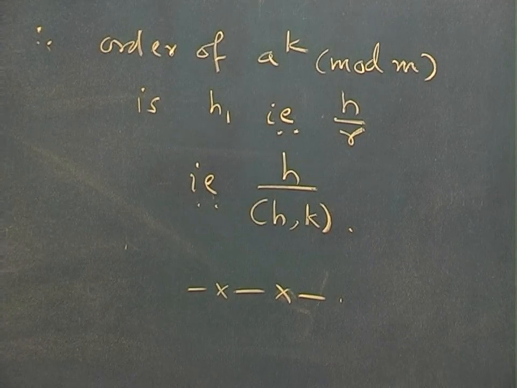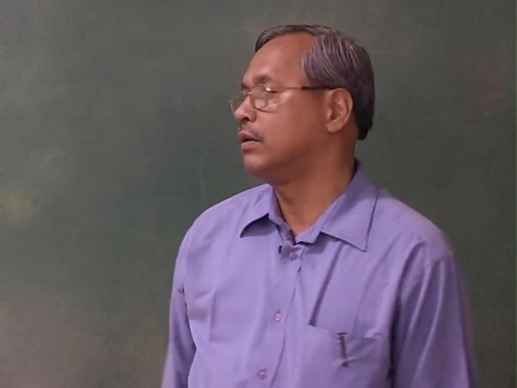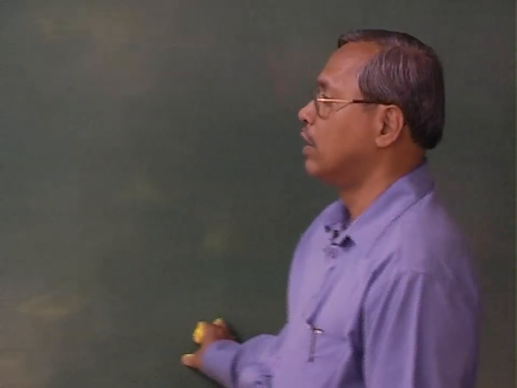What is the order of a product? Suppose you know the order of A and the order of B. Can you say something about the order of the product AB? In general, we cannot say anything, but if the orders are coprime, then we can say that the order of the product is equal to the product of orders. You cannot say that the order of AB equals the LCM of the orders. That kind of thing is not correct.